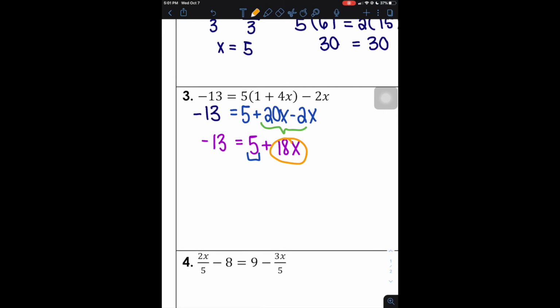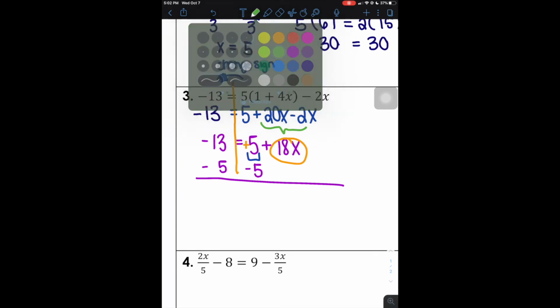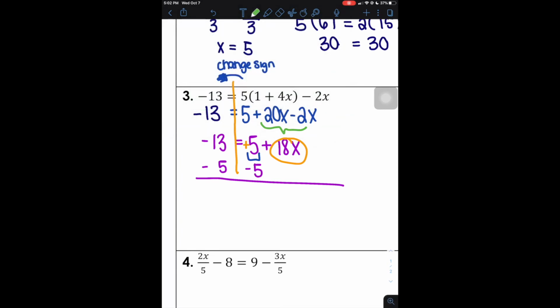So we're going to move this 5 to the other side. And it's a positive 5 right here. So when I move it across, just draw an imaginary fence right there, I have to change the sign. So now I'm going to subtract 5 from this side and subtract 5 from that side as well. And I know that plus 5 and negative 5 are additive inverses. So this is going to give me a 0.